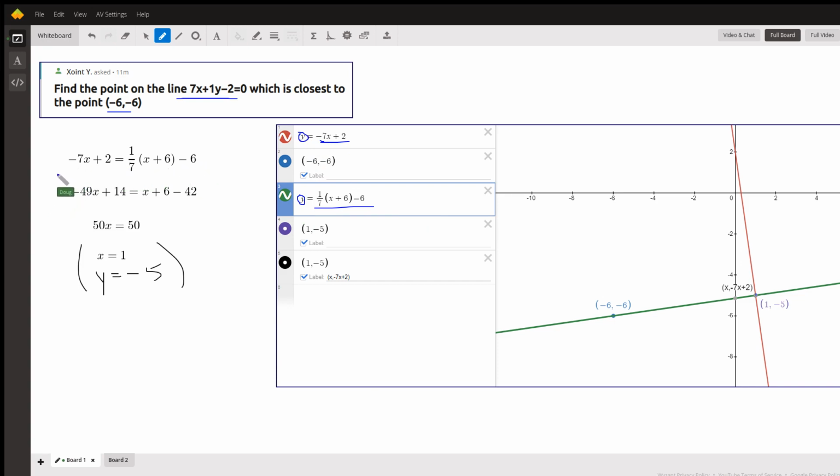And if I multiply every term by 7 to clear the equation of this fraction, this is what I get. 50x equals 50, x equals 1. If x is 1, y is -5. So that's the point on the line closest to (-6, -6).